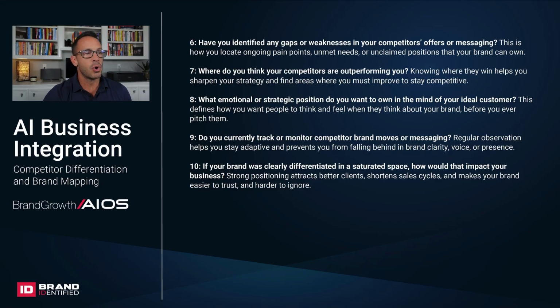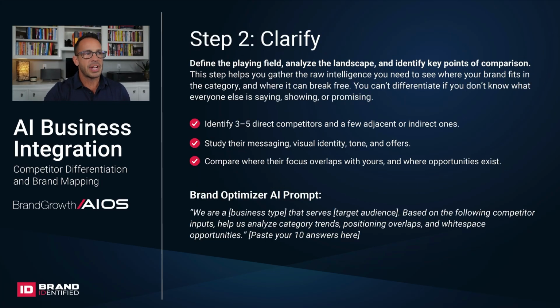Question number 8 is, what emotional or strategic position do you want to own in the minds of your ideal customers? This defines how you want people to think and feel when they think about your brand before you even pitch them. Question number 9 is, do you currently track or monitor competitor brand moves or messaging? Regular observation helps you stay adaptive and prevents you from falling behind in brand clarity, voice, or presence. And then finally, question number 10 is, if your brand was clearly differentiated in a saturated space, how would that impact your business? Strong positioning attracts better clients, shortens your sales cycles, and makes your brand easier to trust and harder to ignore.